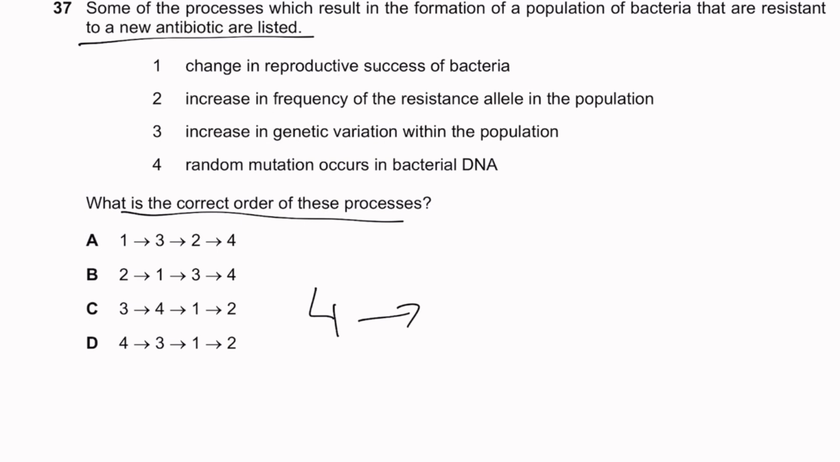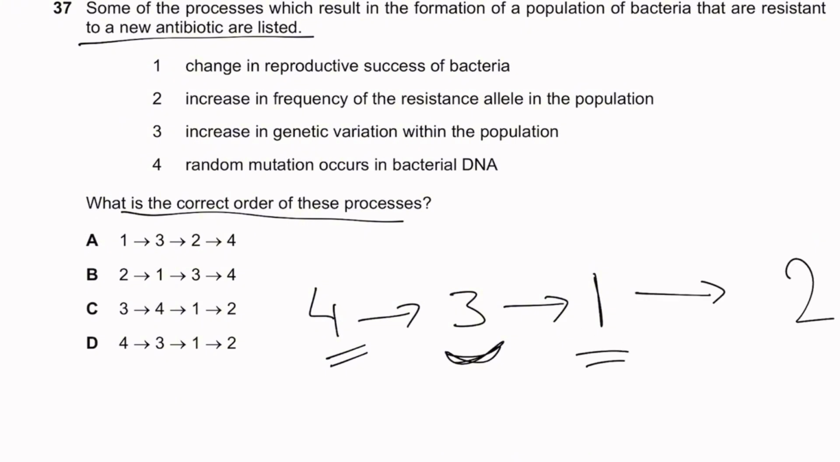Okay, so a change in reproductive success of the bacteria, I would have to say it's going to be first, after the mutation happens, this increase in genetic variation. Then change in reproductive success is going to be something that happens, so there's more genetic variation because the mutation happens. After that, not all bacteria are going to survive, only the ones that have this mutation, and then obviously this will increase the frequency of the recessive allele. So D.